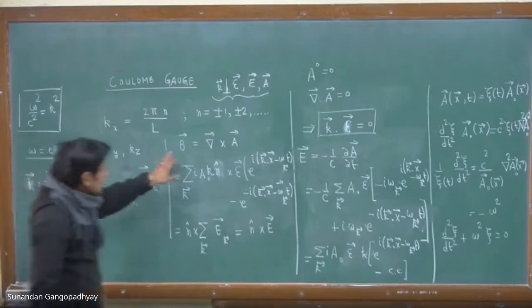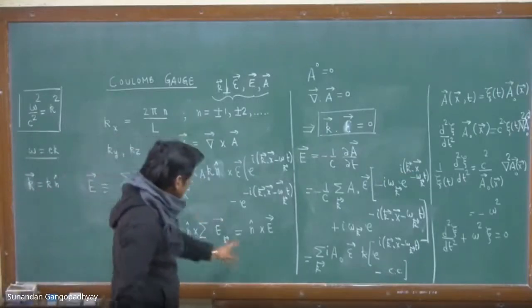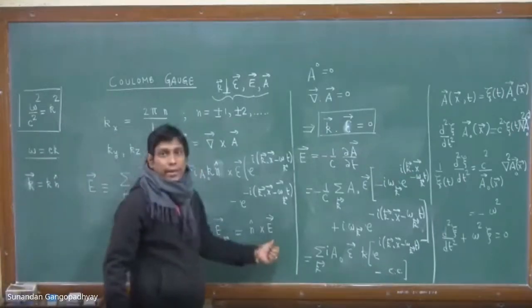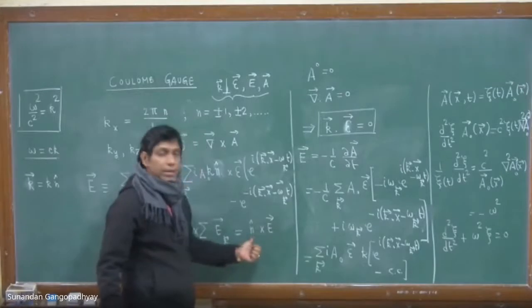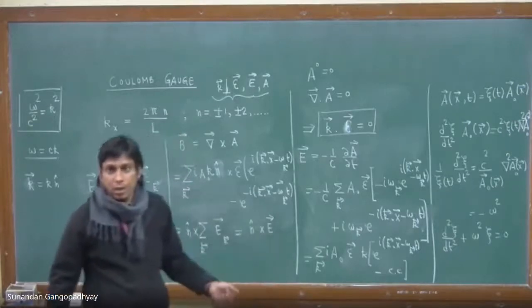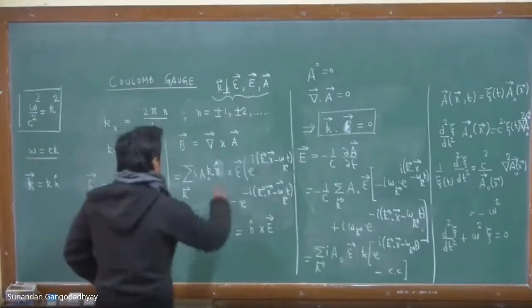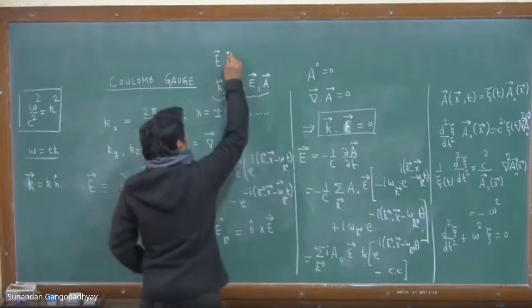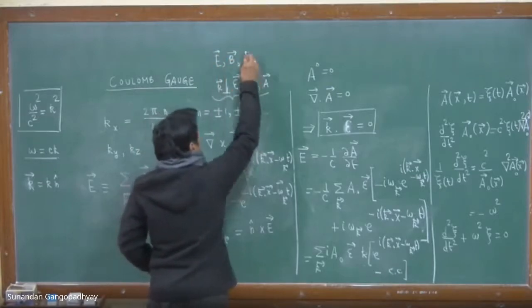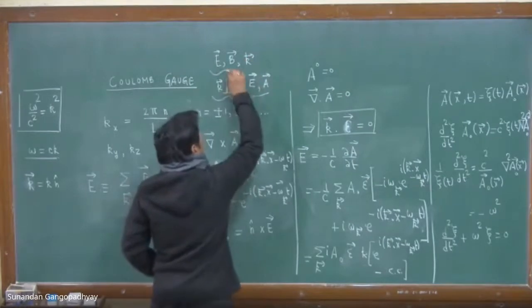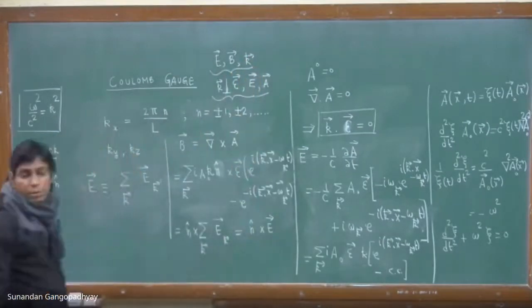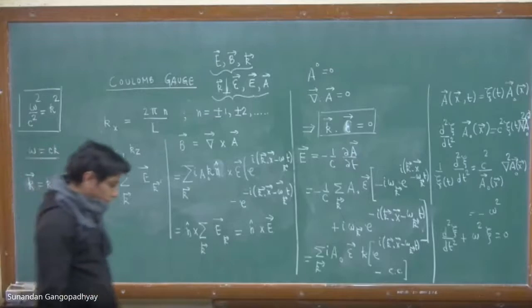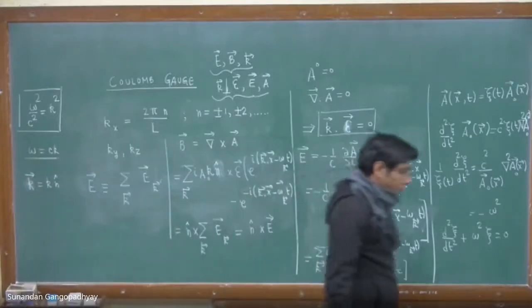From here we can see that B vector is perpendicular to both the electric field vector and the k vector, and n cap, which is nothing but k vector. So from this equation we can therefore conclude that B vector and k vector are mutually orthogonal to each other, mutually perpendicular to each other. Is this clear?